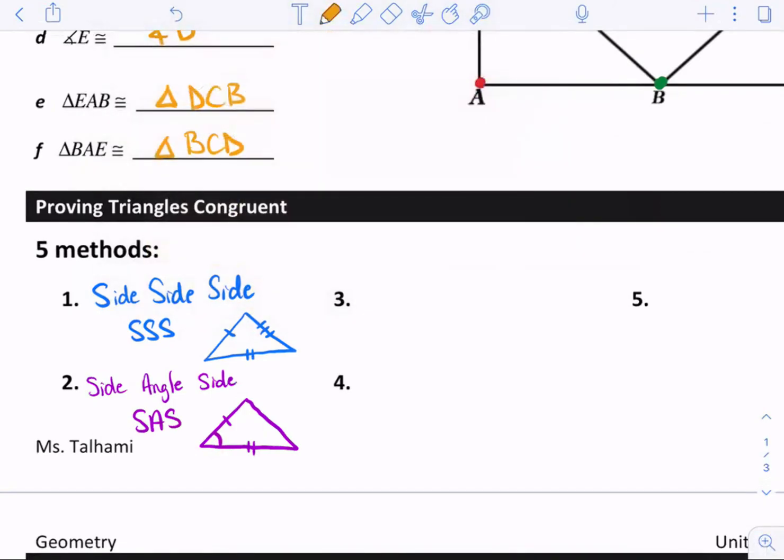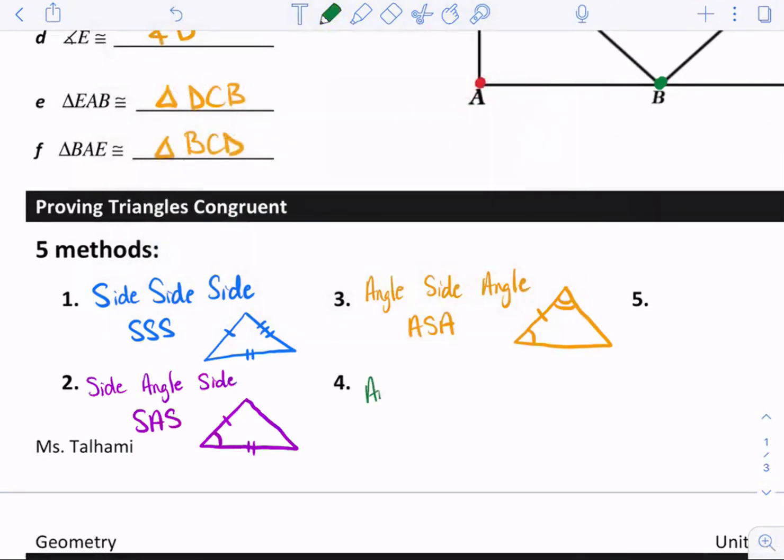The third method is angle, side, angle. So notice with this one, I'm just abbreviating ASA. That is allowed. So that means I should have two angles congruent. So let's say I have these two angles. And then notice how it's angle, side, angle. That means if these are the two angles, then the side should be between them, touching both angles. So I'm going to actually mark that. So that's what angle, side, angle looks like.